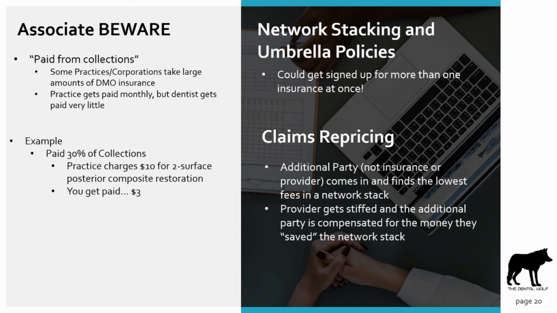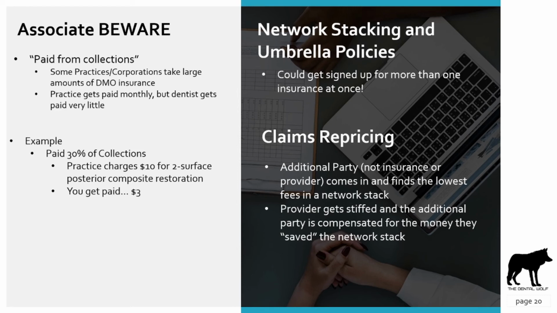They find the lowest fees among an umbrella policy that they could possibly pay out, and then that insurance company pays out. And then what they do as a third party is they pay back the insurance companies a little bit of what they saved the insurance companies, and the owner, you, ends up getting stiffed, basically the additional money that the insurance companies saved. So you kind of have to be careful with all this and making sure that you're not getting stiffed by these umbrella policies, these repricing schemes.